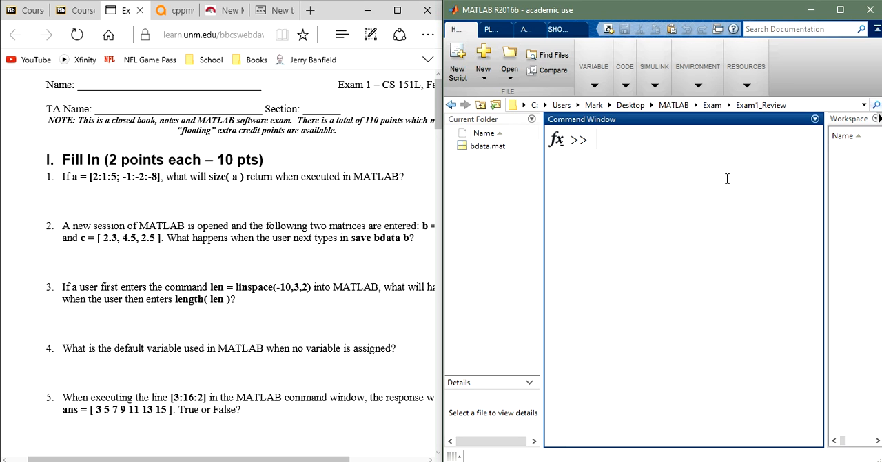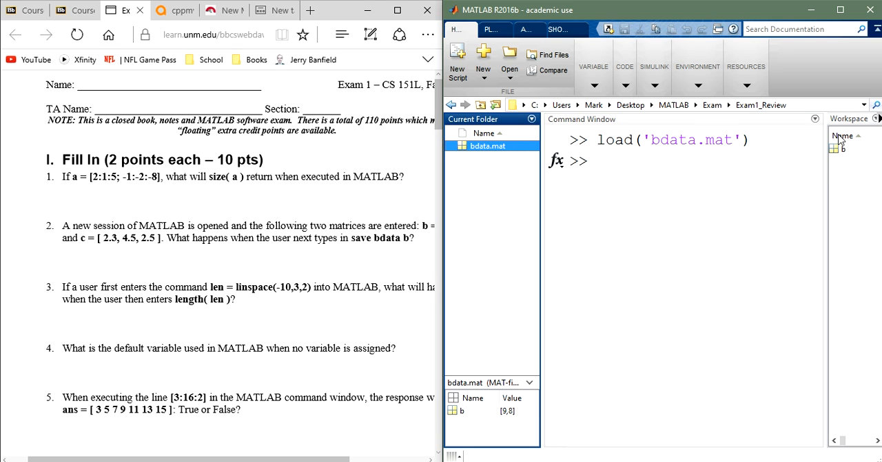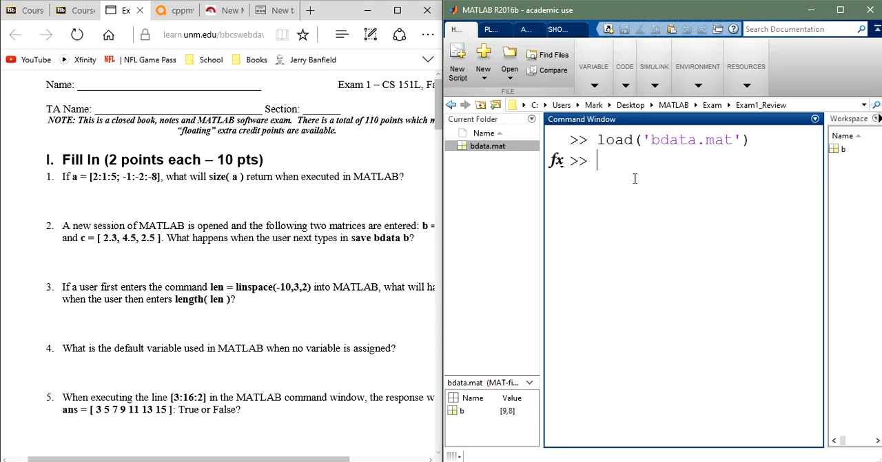Now let me CLC and clear everything. If I open bdata up, we should only have variable B in there. Right here. And you can see that there's a faster way to do it. If you say load bdata.mat, it's the same thing as double clicking. But let's go a little further.